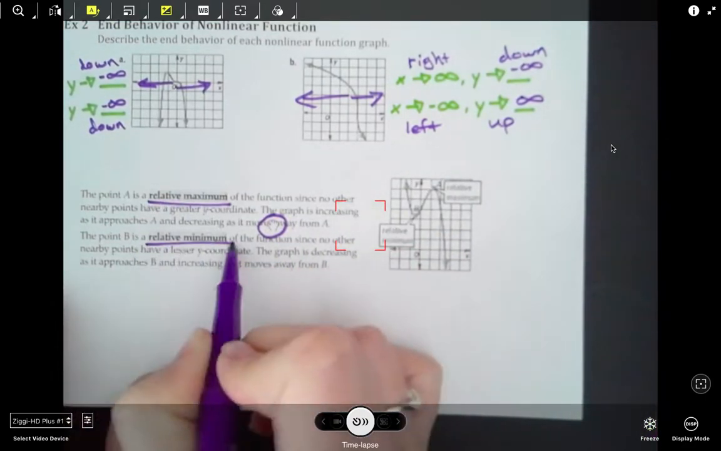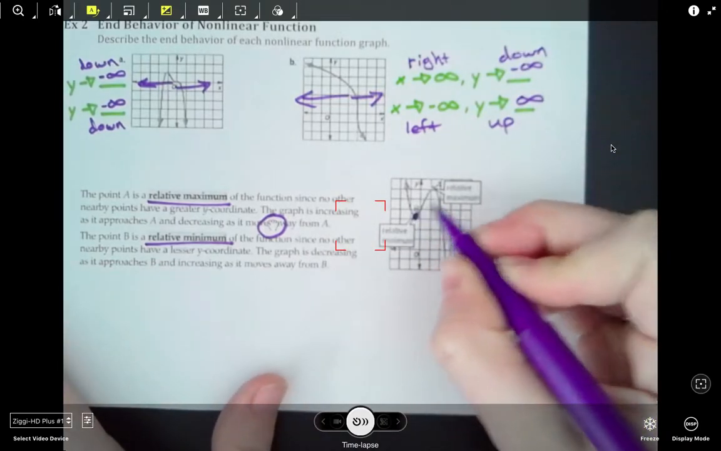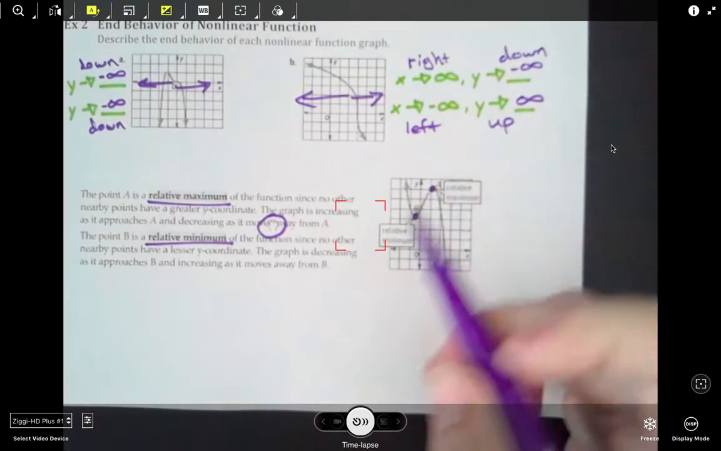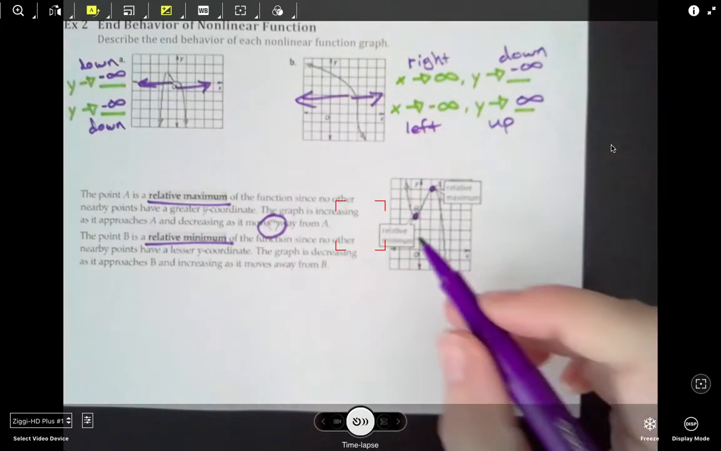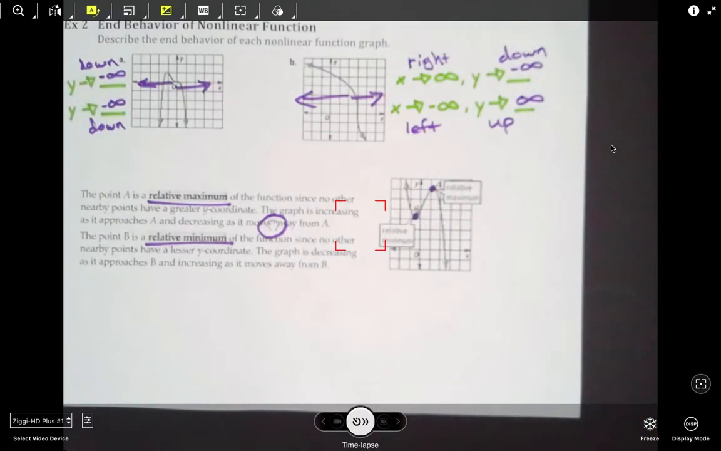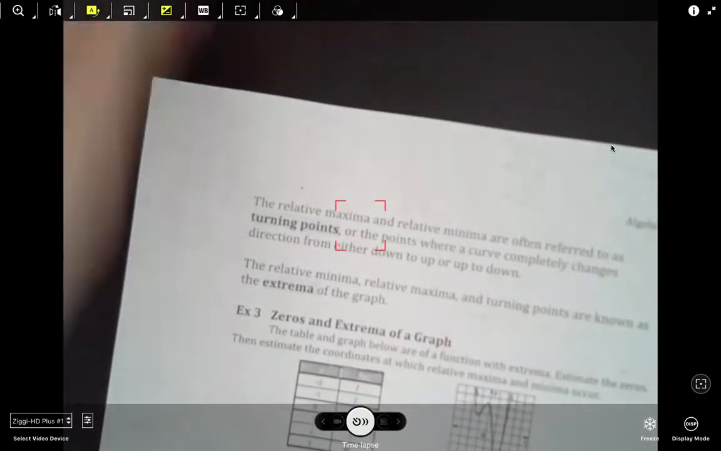Relative maximum and relative minimum. This is a minimum and this is a maximum. In relationship to all of the points around it, those are the lowest points. Those are the low points. So they call them relative maximum and relative minimum. Basically where hills and valleys occur. All right, flip over to the back side.